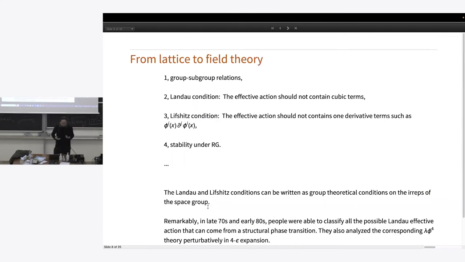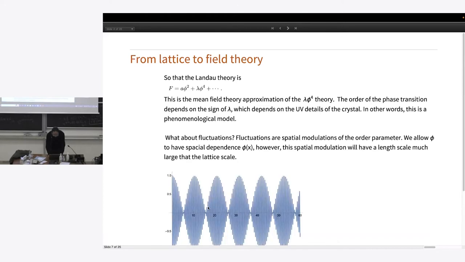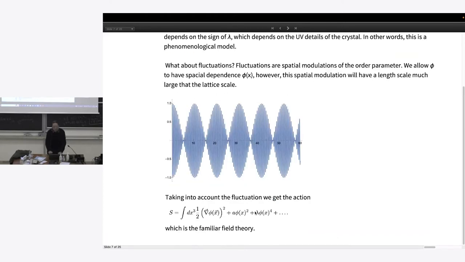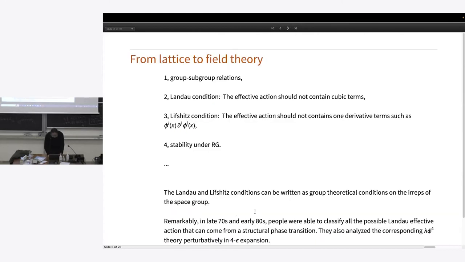So this tells us it's actually a group theoretical question whether a structural transition can be second order or not. It needs to satisfy certain necessary conditions to be second order, to have a CFT, because we like CFT. The high temperature phase and the lower temperature phase have to satisfy some group-subgroup relations. The higher symmetry group has to be a parent group of the lower symmetry group. This is one necessary condition. Another necessary condition that Landau introduced was that the effective action cannot contain cubic terms. There should not be phi to the third terms here. This is the Landau condition.